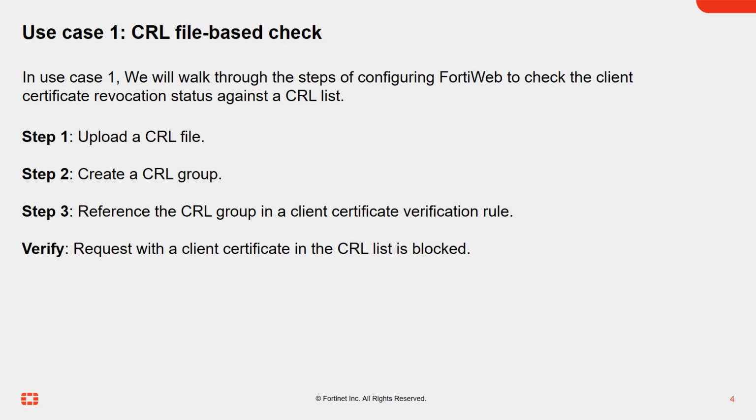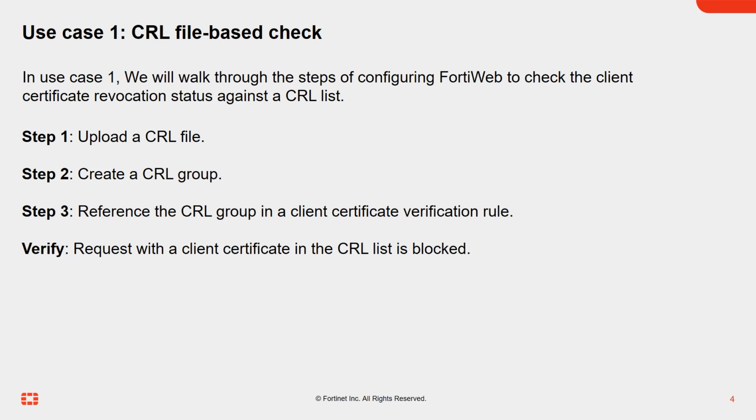In this first use case, we'll walk through the steps to configure FortiWeb to check client certificate revocation status using a CRL list. First, we'll upload a CRL file. Next, we'll create a CRL group. Then, we'll reference the CRL group in a client certificate verification rule. Finally, we'll test the configuration by submitting a request with a client certificate listed in the CRL to ensure it is blocked as expected.